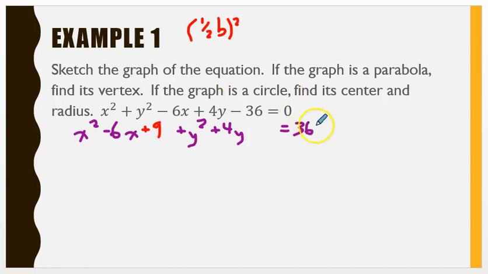Now to balance that out on the equation, since I just added 9 to the left side, that means I need to add 9 to the right side, or my equation would not be equal anymore on the two sides. And then I'm going to do the same thing to the y piece. So I have y squared plus 4y, so b is 4. If you take half of 4, that's 2, and then 2 squared is back to 4. So I'm going to add 4, and again I have to balance that out on both sides of the equation.